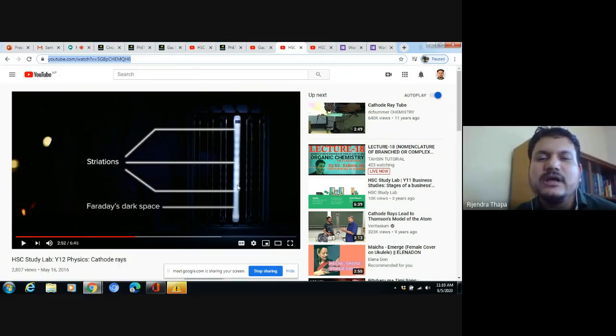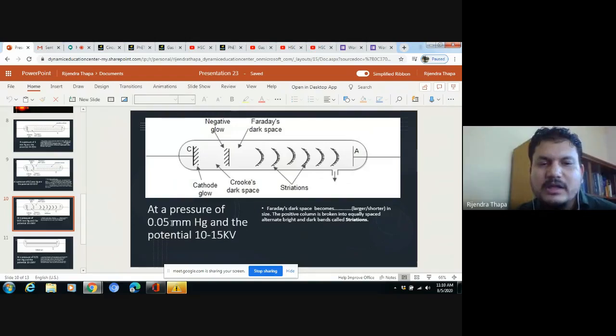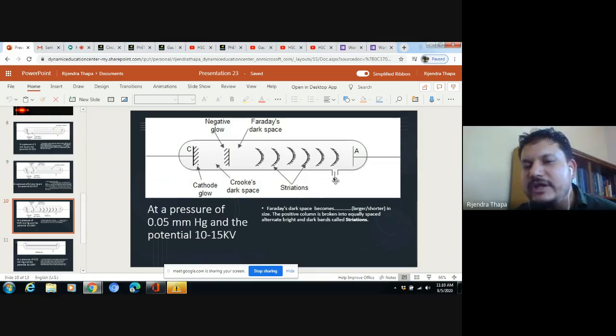So this process of excitation, de-excitation, loss of energy, acceleration, again gain of energy, and excitation, de-excitation of the electron continues till it reaches the anode. That's why we find the alternate dark and bright bands known as striations. This was at a pressure of 0.05 mm of Hg.